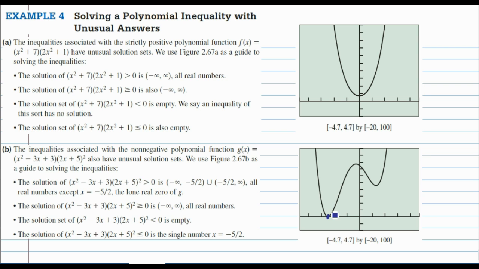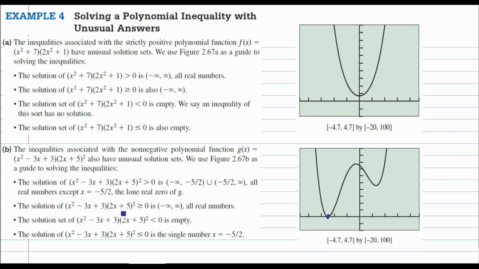So the solution set that will produce values greater than 0 isn't all real numbers anymore. It's all real numbers except for negative 5 halves. So they wrote that like this: negative infinity to negative 5 halves, not including it, because negative 5 halves makes the function equal to 0. We only want greater than. Then from negative 5 halves to infinity, those x values will also produce a y value greater than 0.